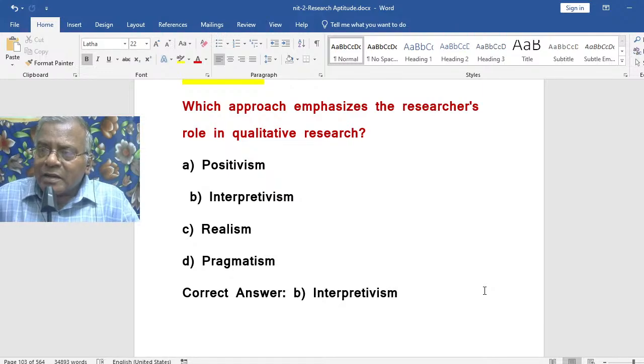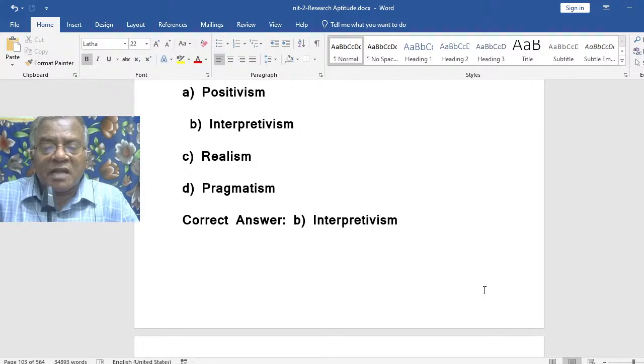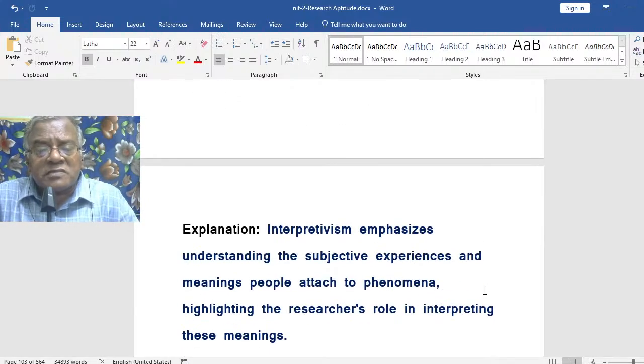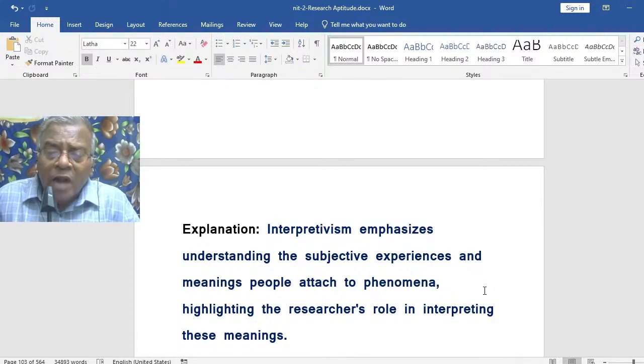After collecting enough data, the researcher has to interpret according to the aims of his research. That is interpretivism. Interpretivism comes there in qualitative research. That word interpretive, interpretation, interpretivism is a very important word in qualitative research. So you must understand that. Interpretivism emphasizes understanding the subjective experiences and meanings people attach to phenomena, highlighting the researcher's role in interpreting these meanings.